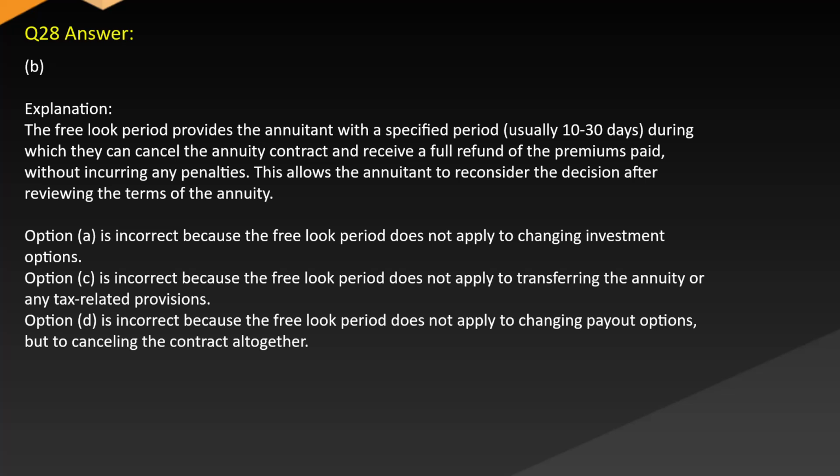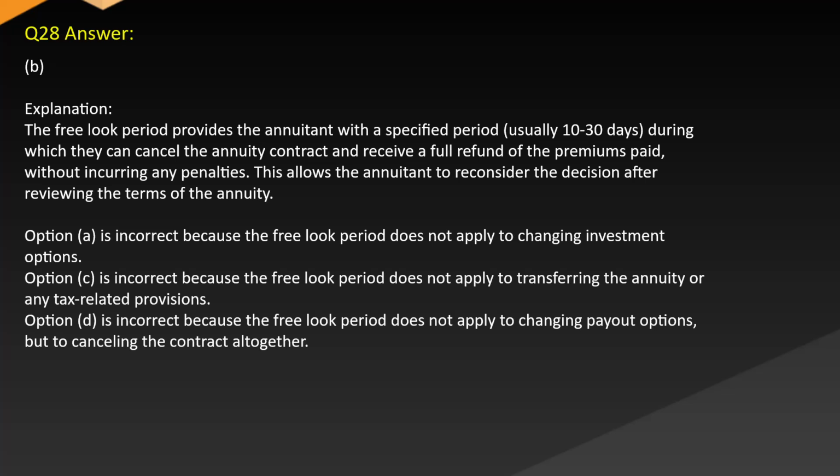Option A is incorrect because the free look period does not apply to changing investment options. Option C is incorrect because the free look period does not apply to transferring the annuity or any tax-related provisions. Option D is incorrect because the free look period does not apply to changing payout options, but to cancelling the contract altogether.